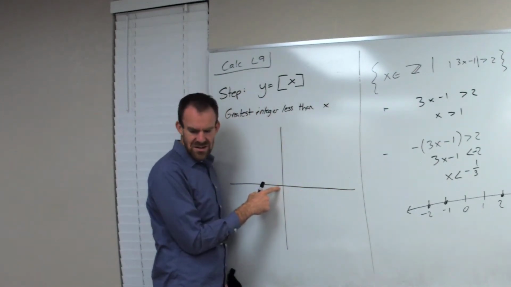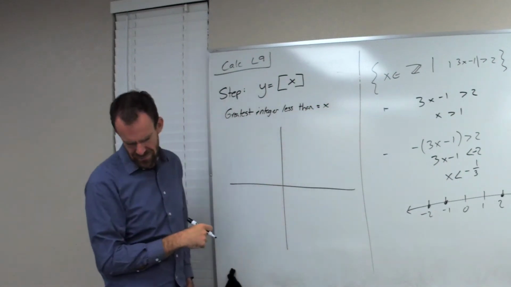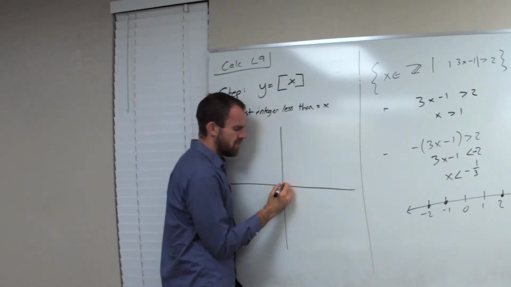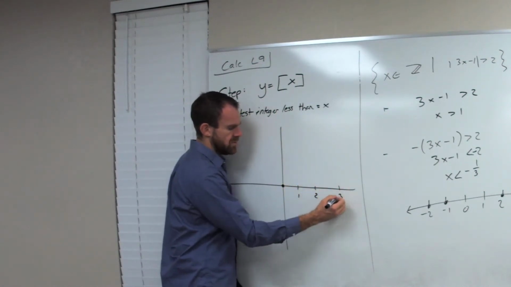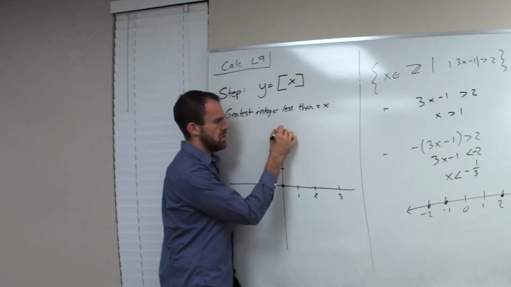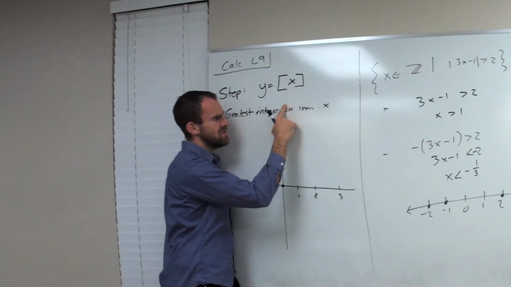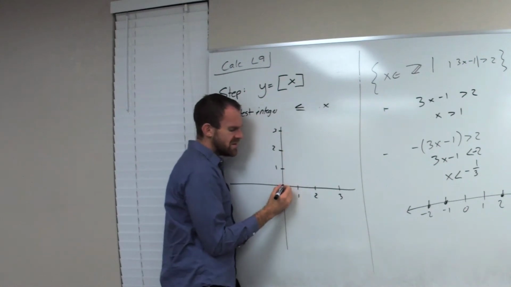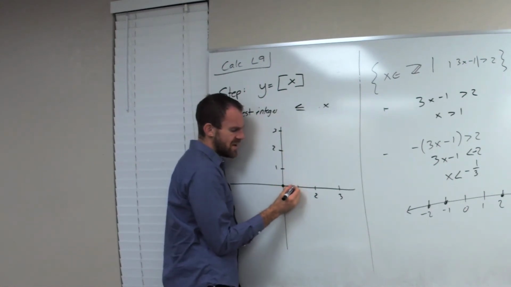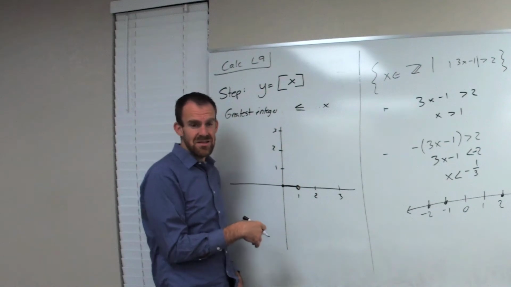At 0, the greatest integer less than or equal to 0 is 0. For 0.5, the greatest integer less than or equal to 0.5, let's just do that, is still 0. The greatest integer less than anything but 1 is going to be 0. Any fraction, the greatest integer less than that is 0.